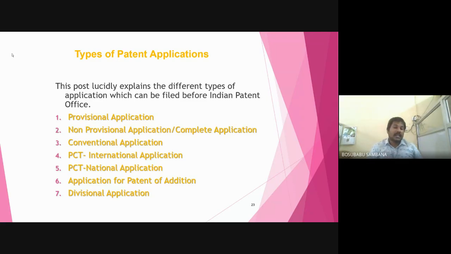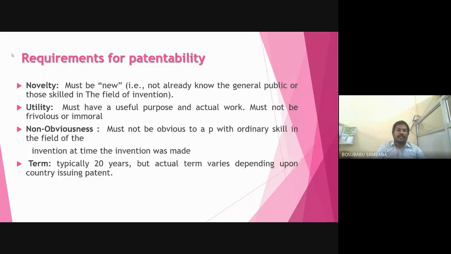Another one, divisional application. This divisional application comes under industrial and promotion policy. And the requirements for patentability: first one, novelty, then utility, non-obviousness, and term, the period of time. First one, novelty.